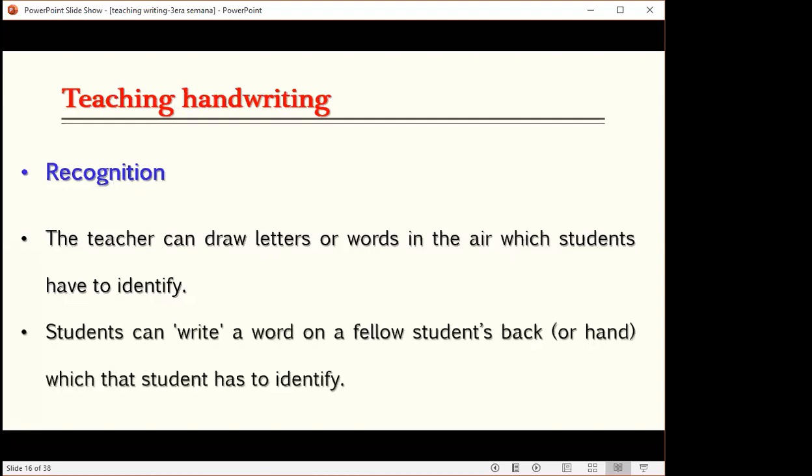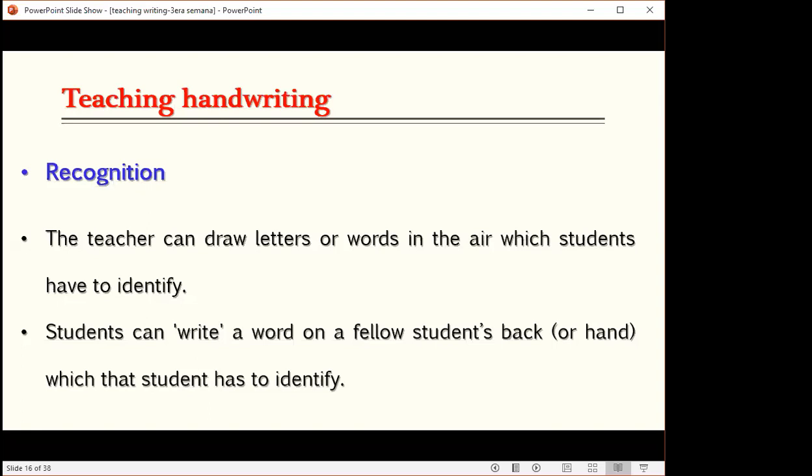Or you can have students write a word on a fellow student's back or hand, which that student has to identify. No? Maybe you have used this activity before, because this is very common. They are going to write on the back of the partner. And the student needs to recognize, oh yeah, you are writing pen. No, it's not pen. Oh, you're writing love. Yes, that's it. This is the word. So notice they are recognizing the letters. All right, this is the recognition.